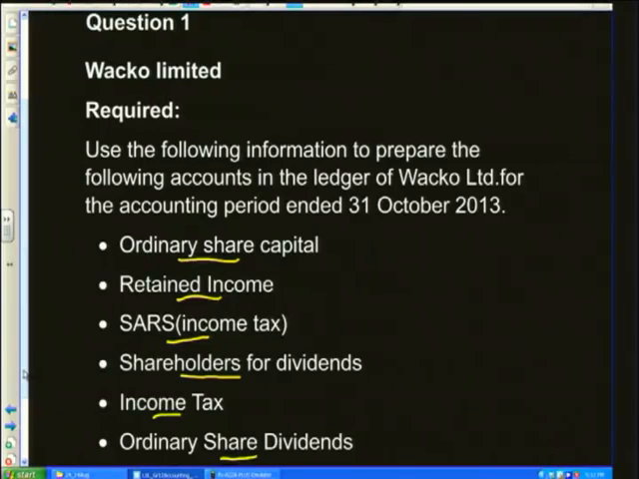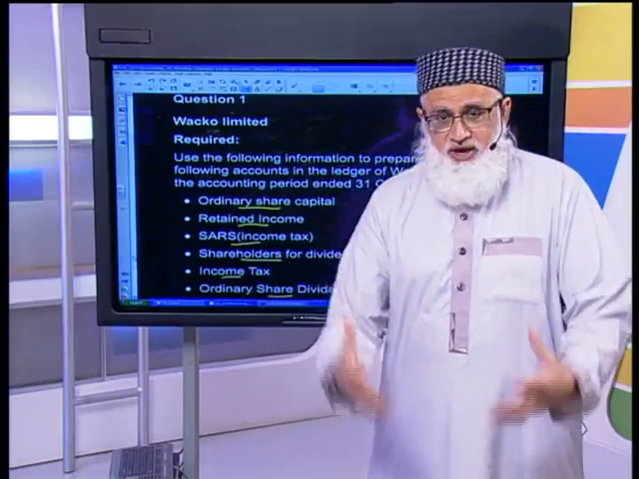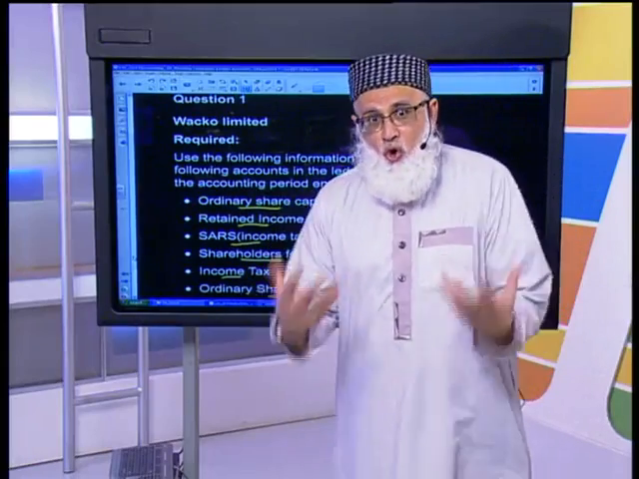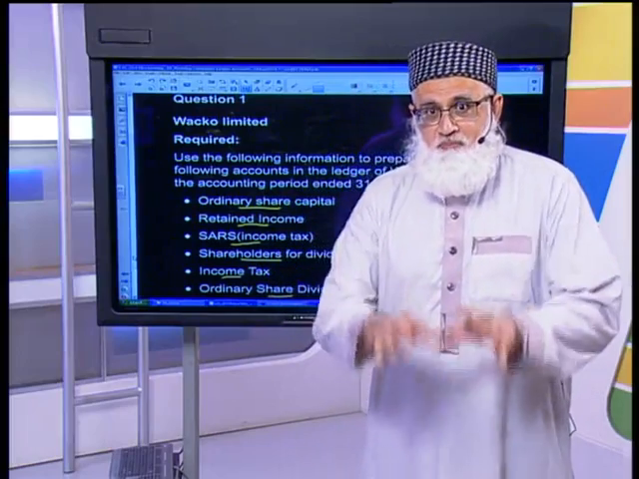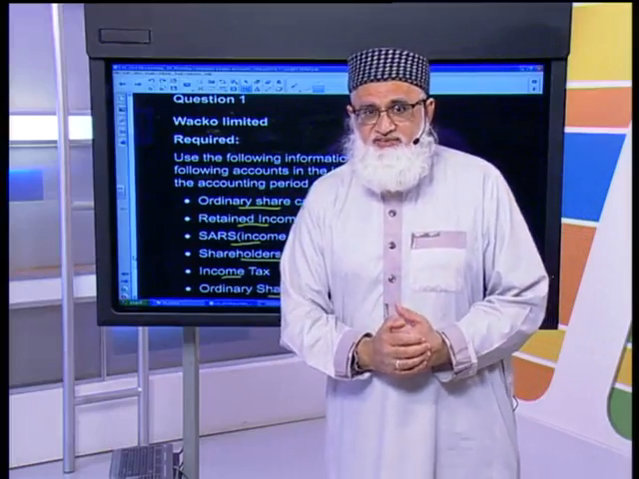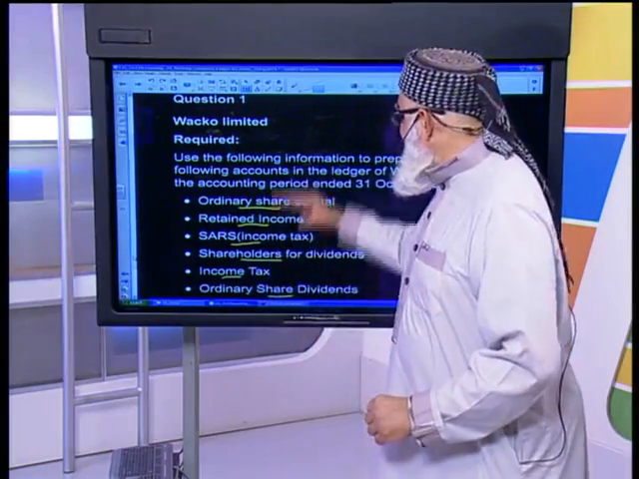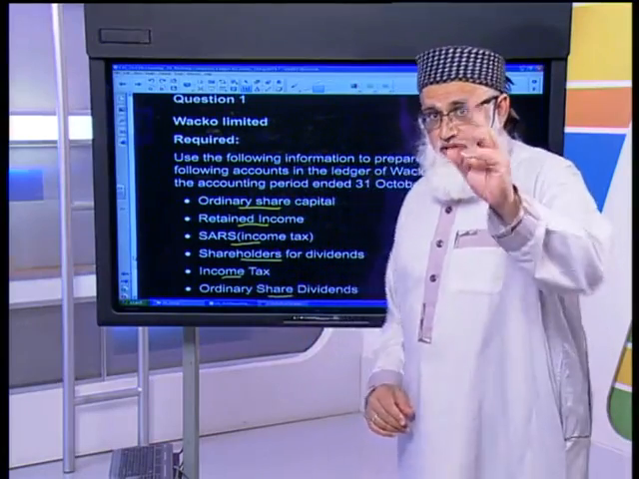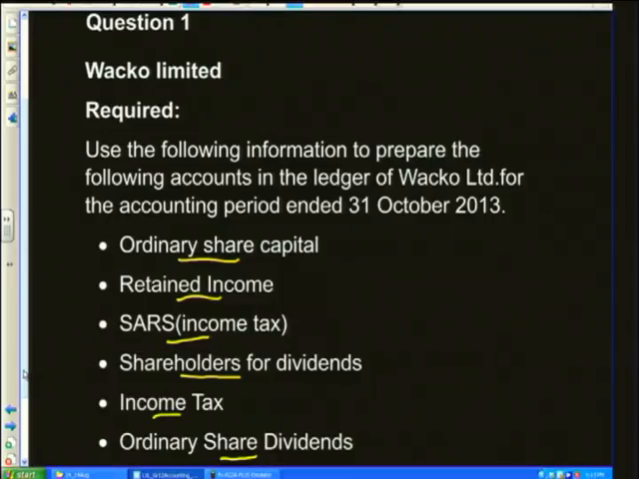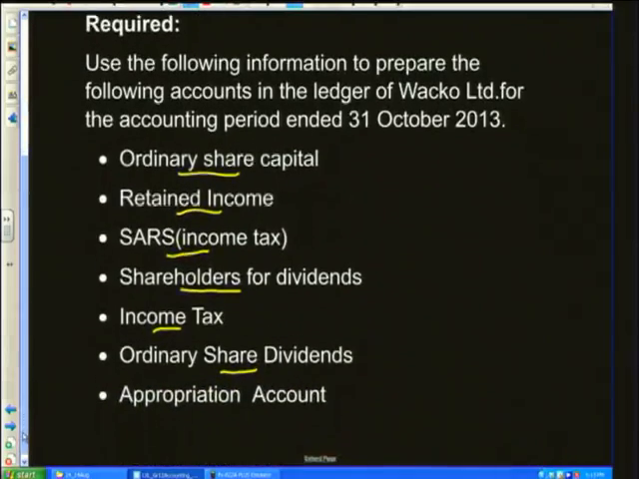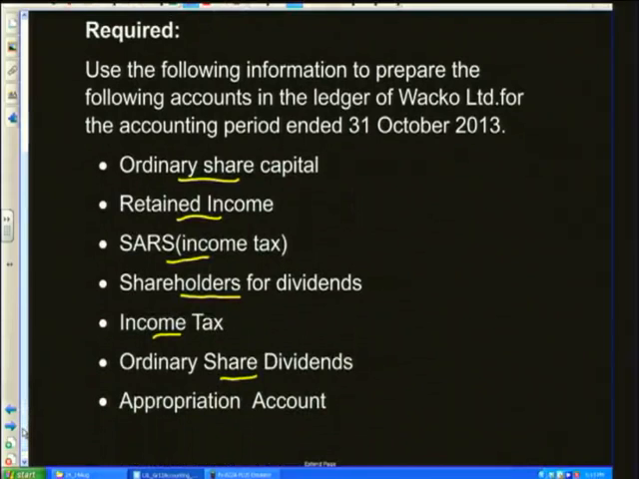What does this tell you? That in this particular question, you are asked to do all the accounts affecting a company. So based on the information that we are given, we have to complete these ledger accounts. Just before we continue, let's classify these accounts based on what we did earlier so that you can see, yes, also the appropriation account is asked for.